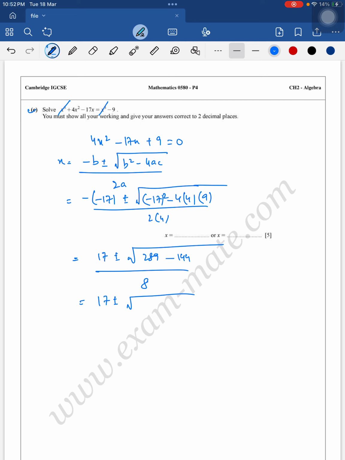289 minus 144, 145 upon 8. Now we have 17 plus minus root 145 upon 8. So we can simplify these. We are getting two terms. Split into two terms, 17 plus root 145 upon 8 and 17 minus root 145 upon 8, right?